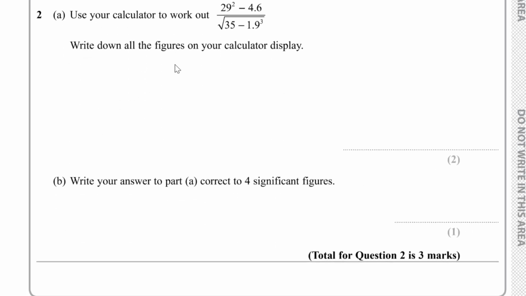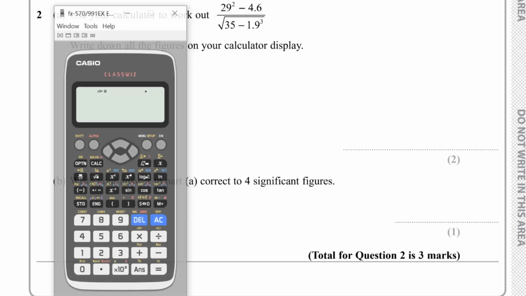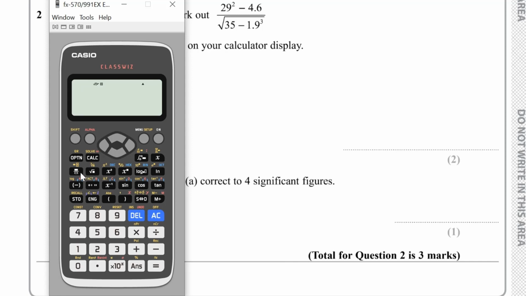Now for part A of the next question, we have to use our calculator to work out the value of 29 squared minus 4.6 divided by the square root of 35 minus 1.9 cubed. So we simply type this into our calculator, and it turns out we get 157.668255.